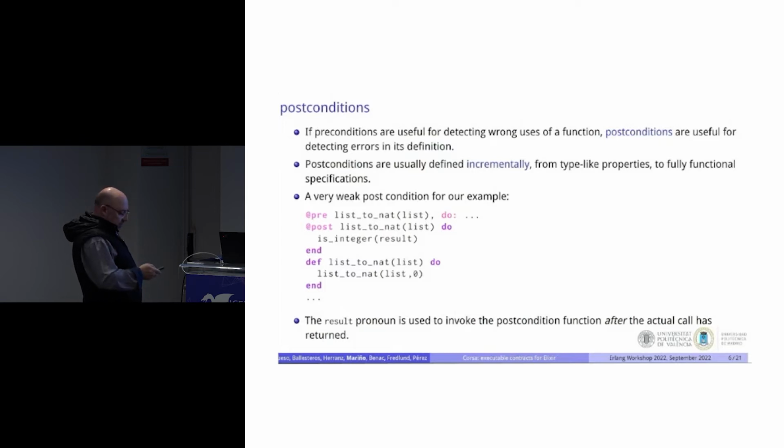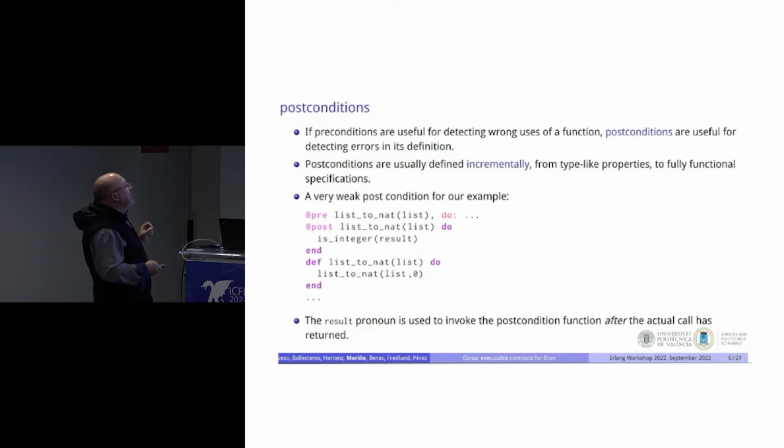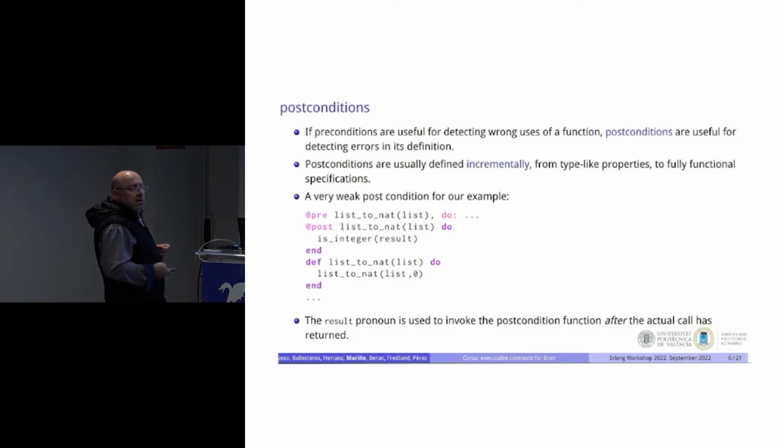So of course we have a postcondition syntax here, and it's very symmetric. It's at post, then we use the name of the function, and then we call another function. In this case, we are checking something about the result. Result is a pronoun that we use because this code is going to be transformed into an assignment to some extra variable result from the result of list to add, and then we are passing the is integer predicate to that.